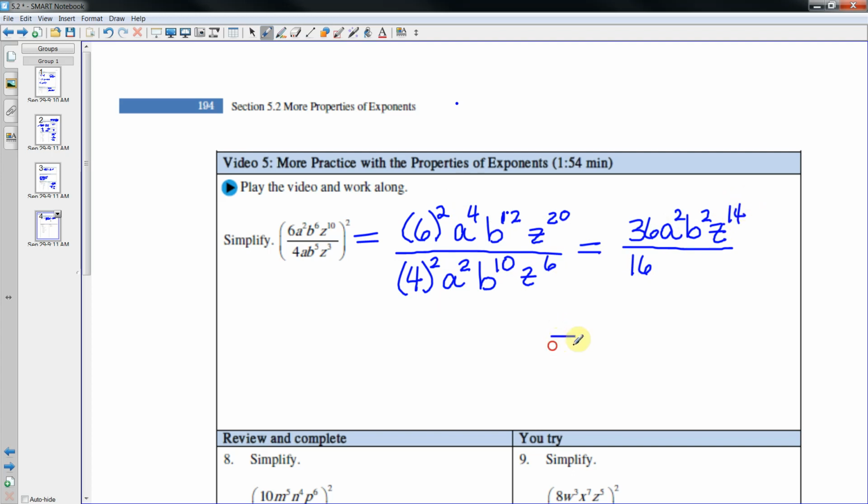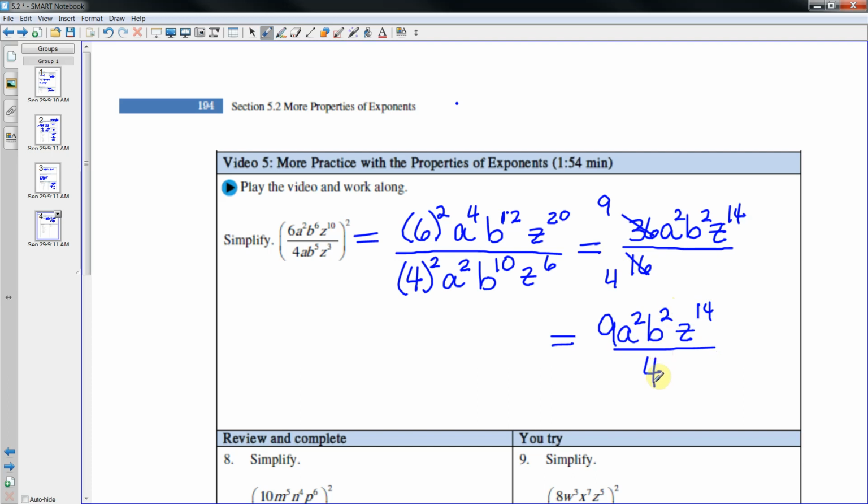So the only thing I can do now is reduce the 36 over 16. 4 goes into 36 9 times, and 4 goes into 16 4 times. So I'm going to divide by 4s. So then I'll go 9 times, and then I'll go 4 times. So I have 9 a squared b squared z to the 14th over 4.